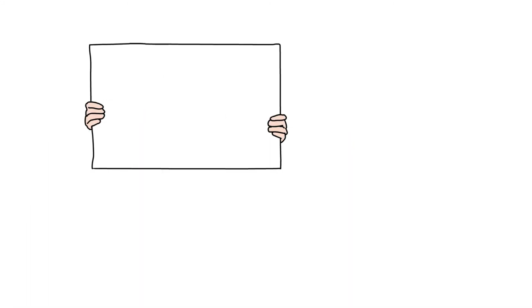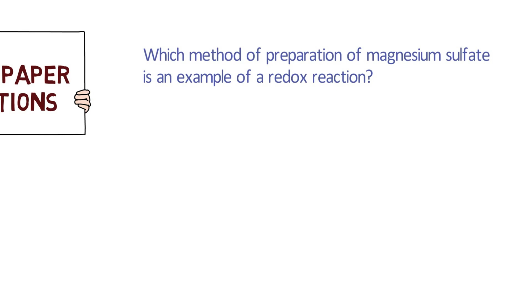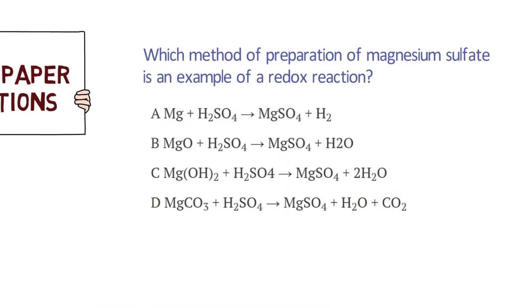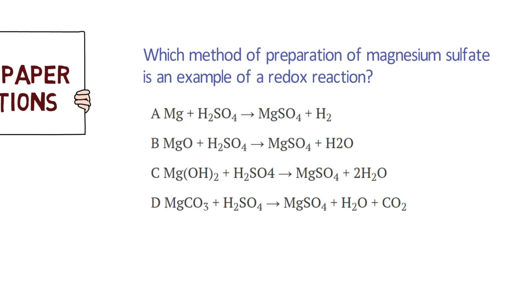Let's relate these contents with some past paper questions. See the first question. Which method of preparation of magnesium sulfate is an example of a redox reaction? If you look carefully, you will see all these are neutralization reactions except the first one. We know neutralization reactions are non-redox reactions. So the answer must be the first option.